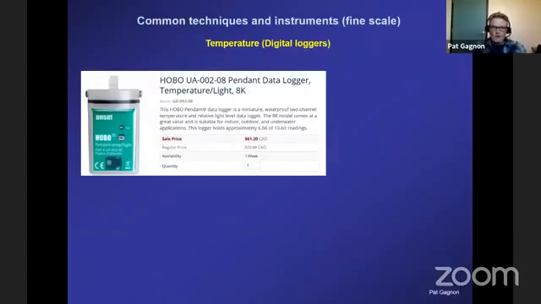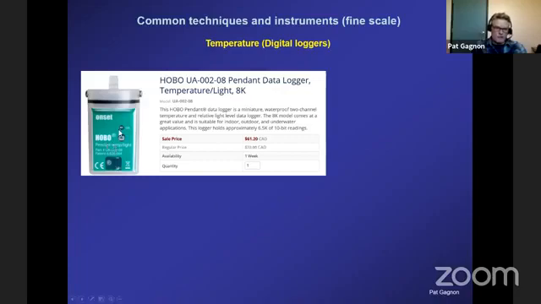A few words about temperature here. As you guys know, the ocean sometimes shows some variation in temperature, and we like to record those variations, and we use different sensors for that. What you see here is a very basic one. It's called the HOBO pendant.